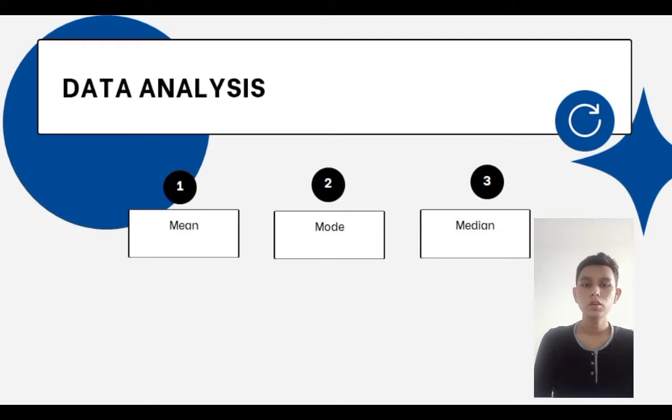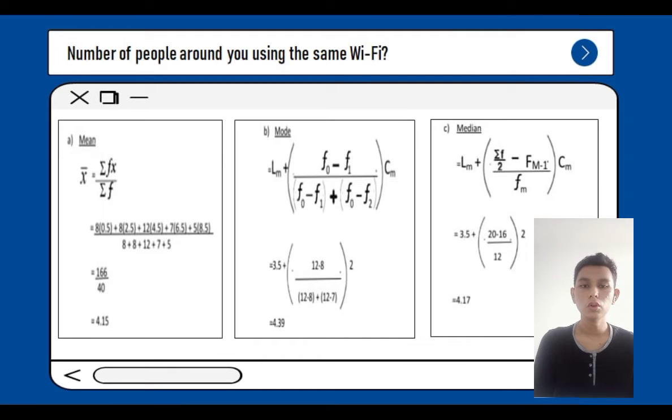From our survey, we use the methods mean, mode, and median from the frequency distribution. For the number of people around using the same Wi-Fi, mean can be defined as the average value of all the data. So the answer is 4.15. Mode is the most frequent value, and the answer is 4.39. And the last one is median, which can be defined as the middle value in the data set. So our answer is 4.17.